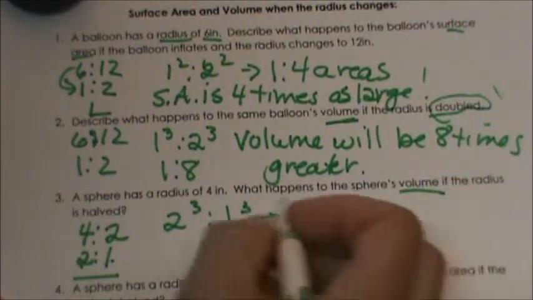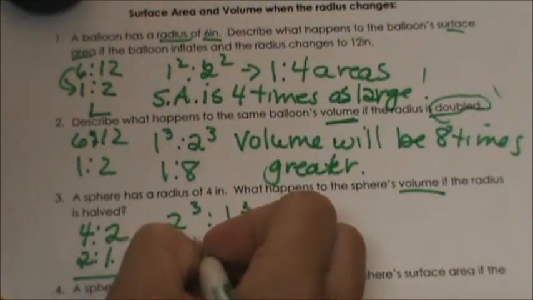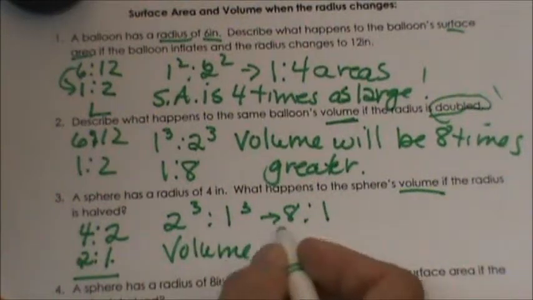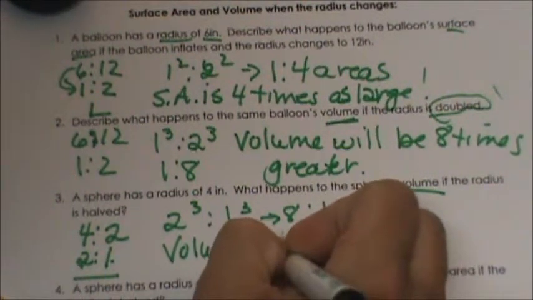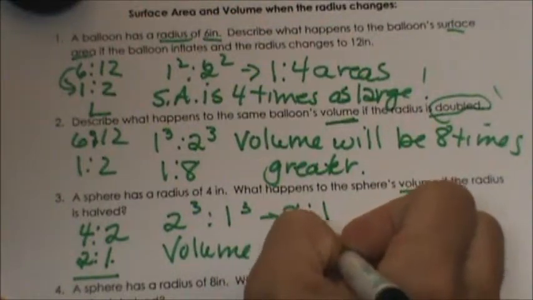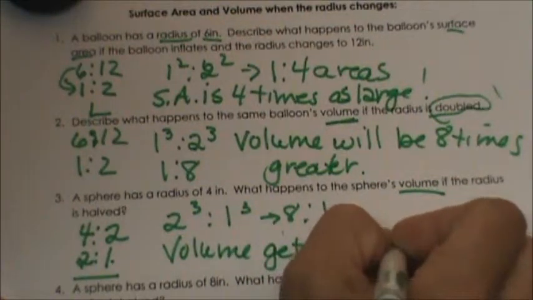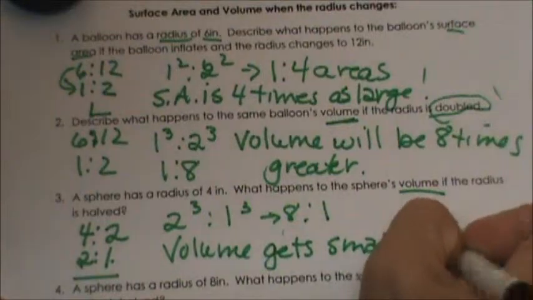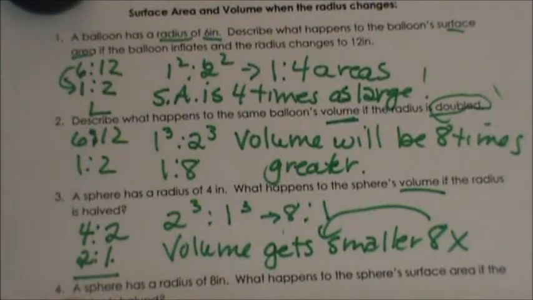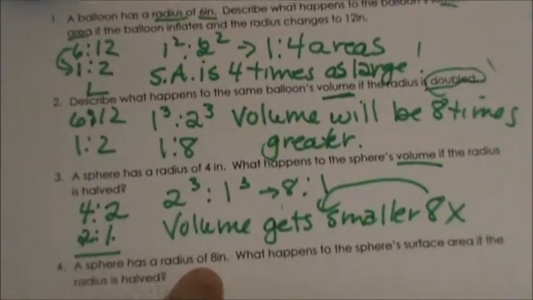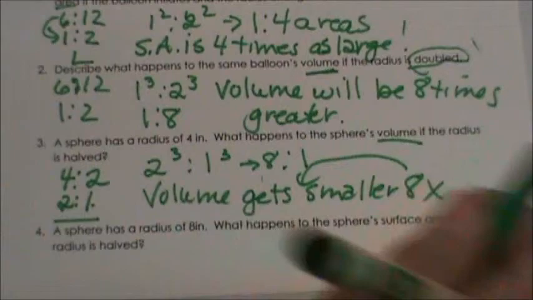So what's going to happen? The volume gets smaller this time by what? By a ratio of 8. So the volume gets smaller 8 times, or 8 times smaller, I guess I should say. Okay? So that's just one. Same idea, you're just working it from a large sphere to a small sphere, so it's actually reducing.